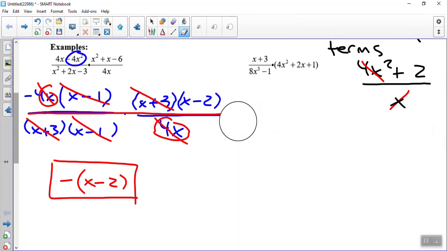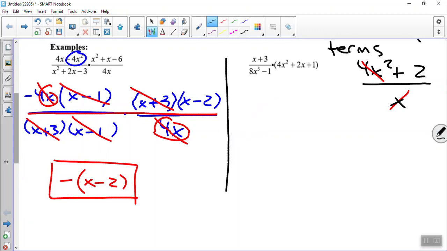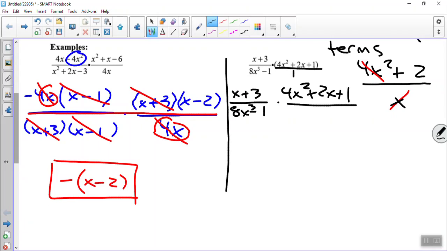So let's look at this next one. x plus 3 over 8x cubed minus 1, times 4x squared plus 2x plus 1. So I can write this over 1. So I'll rewrite it: x plus 3 over 8x cubed minus 1, times 4x squared plus 2x plus 1 over 1.